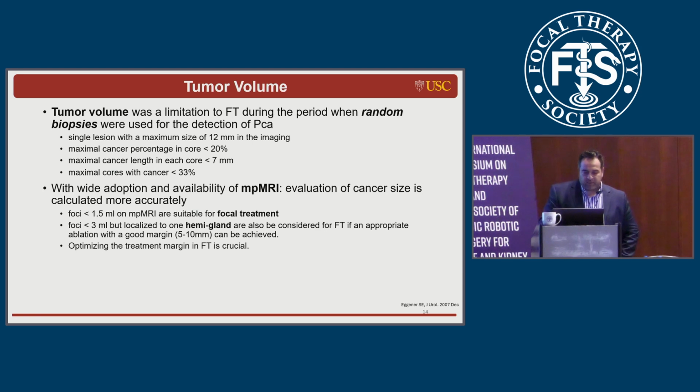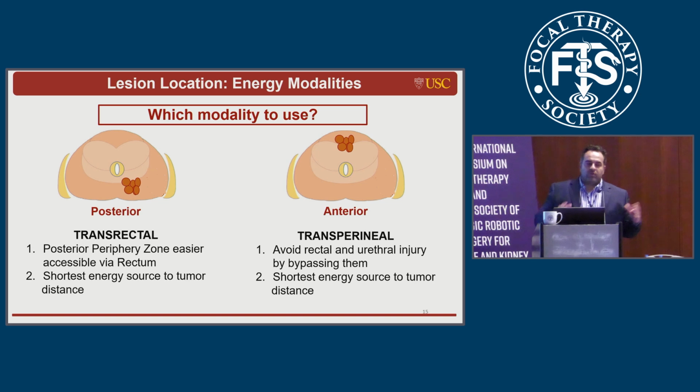But nowadays, we have adopted MRIs very widely, and the evaluation of cancer size is calculated more accurately. There are a couple of Delphi consensuses out. They say tumor lesions less than 1.5 milliliters are suitable for focal treatment. Others say that for a lesion size of less than 3 milliliters you can still offer focal therapy as long as you offer hemigland ablation. Ultimately, you need to have a 5 to 10 millimeter margin. I use 10 millimeters in my practice as a margin. So with the better imaging, we're also able to optimize the treatment margin for focal therapy, which is very crucial. Now, lesion location, I like to always talk about my northern and southern hemisphere.